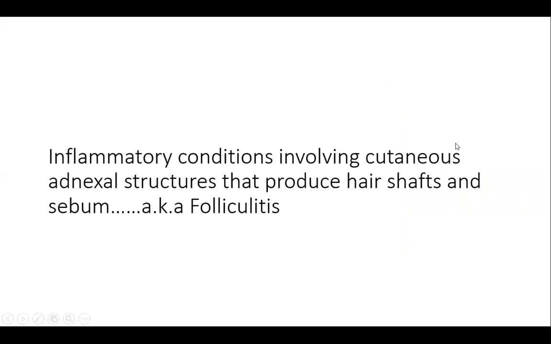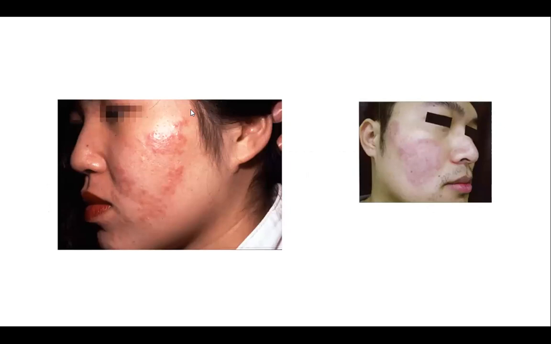So inflammatory conditions involving the cutaneous adnexal structures that produce hair shafts and sebum, in short, folliculitis. Let's see different types of folliculitis. So I'm making it really easy for you guys. You don't have to think of granuloma faciale or lupus vulgaris. So eosinophilic folliculitis, what type? Ofuji. Oh, I didn't see Fatma, she said Ofuji.